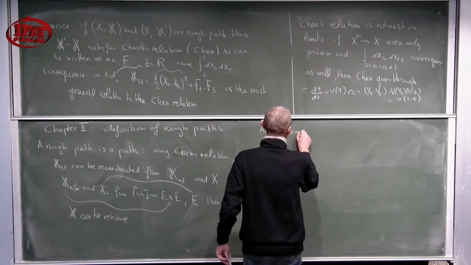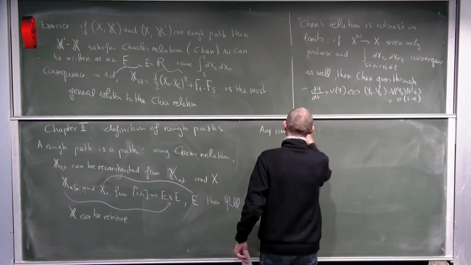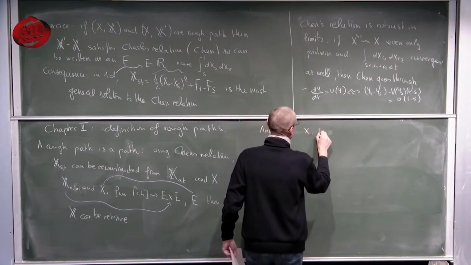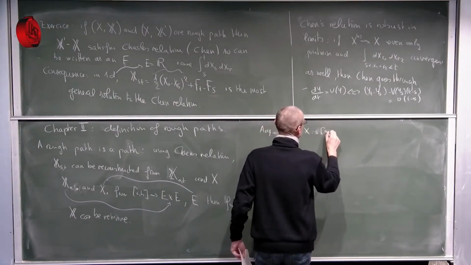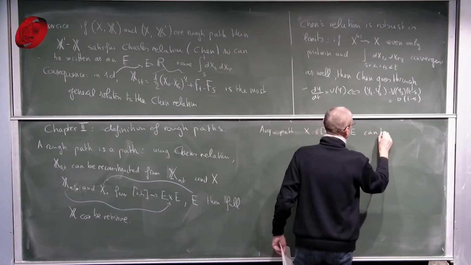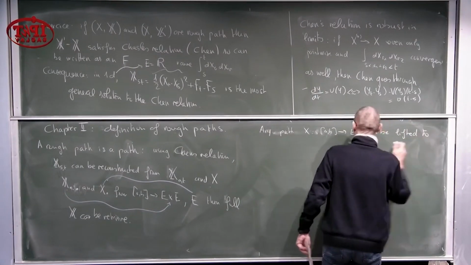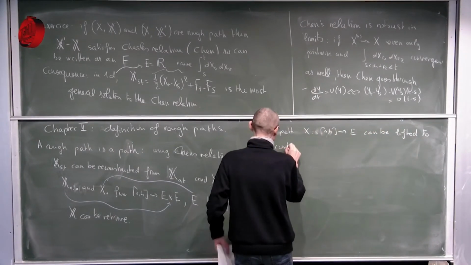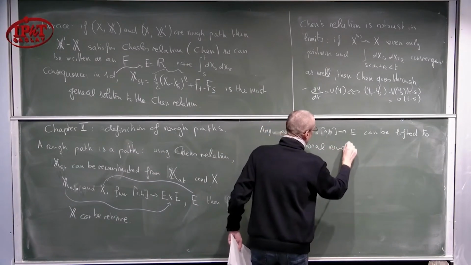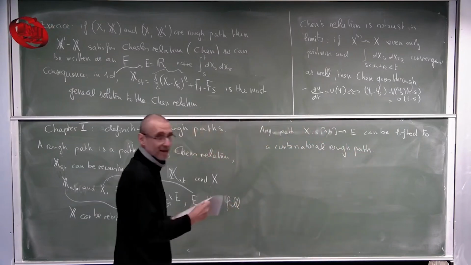Any combinatorial graph, I'm sorry, any path X from [a,b] to E can be lifted. This is the usual term, to a combinatorial graph.